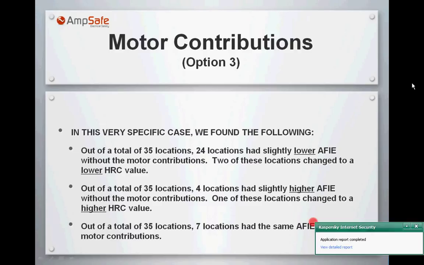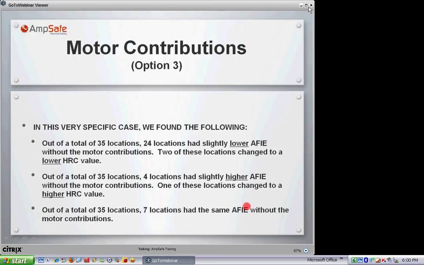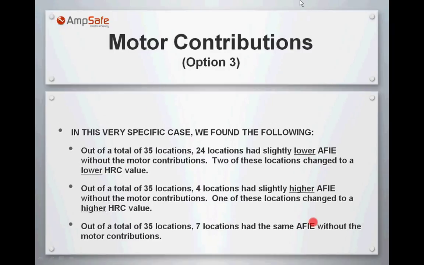Okay, let's see the results of this very specific case. In this plant project, there are 35 locations. When we did not include the motor contributions, and then included them and compared, the majority of the locations, 24 of them, had slightly lower arc flash incident energy without the motor contributions.